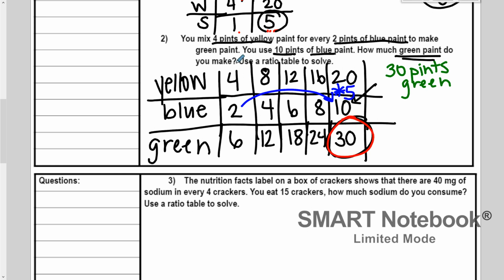So we would do the 2 and the 4 and the 6. We'd have to do the same thing to the yellow and the green. So we would do 4 times 5 to get 20, and 6 times 5 to get 30. So you didn't have to build that table up. I'm just showing you, you could have also gone straight there, depending on your preference. I like to show you both ways because it's going to be up to you to choose how you want to do that.